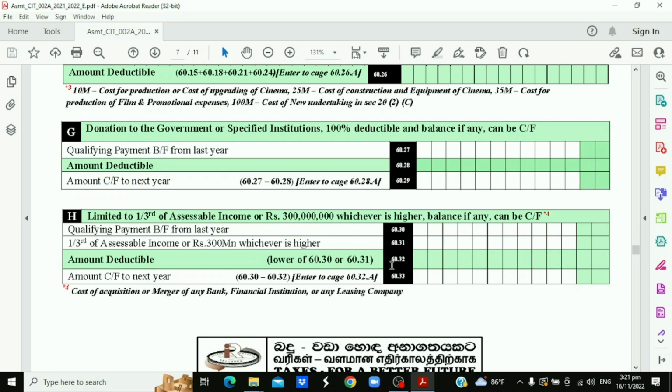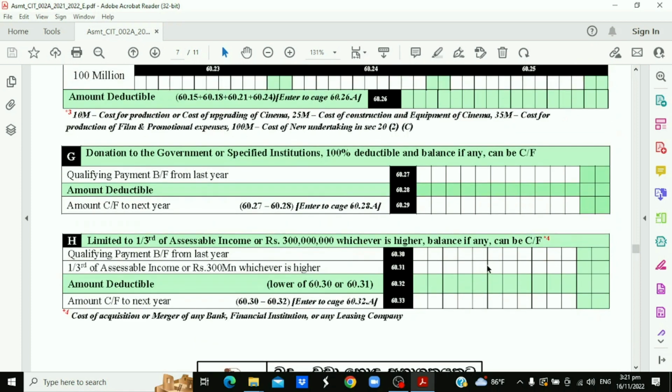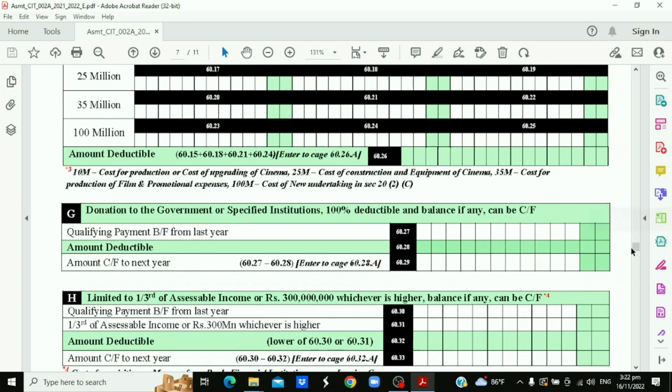By getting these answers, every table having the amount deductible, those deductible amounts we have to take to the final table. Then we can write the total deductible value. This total deductible value we should include in case number 60, right?